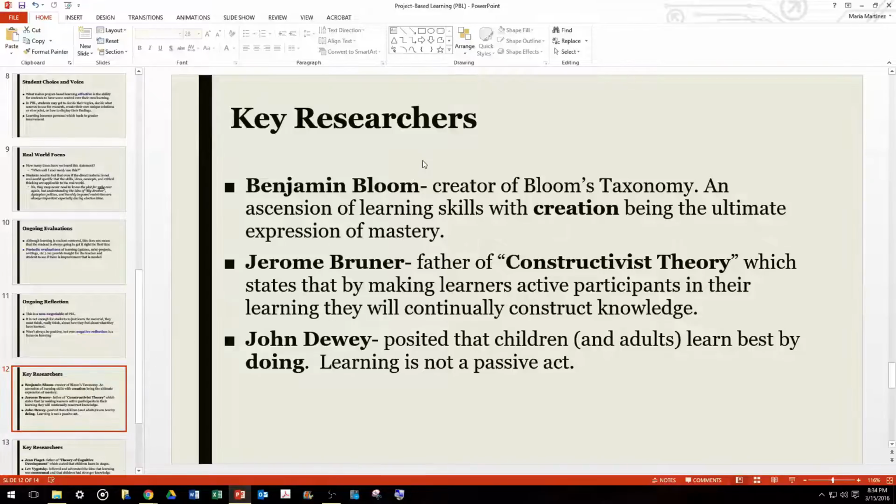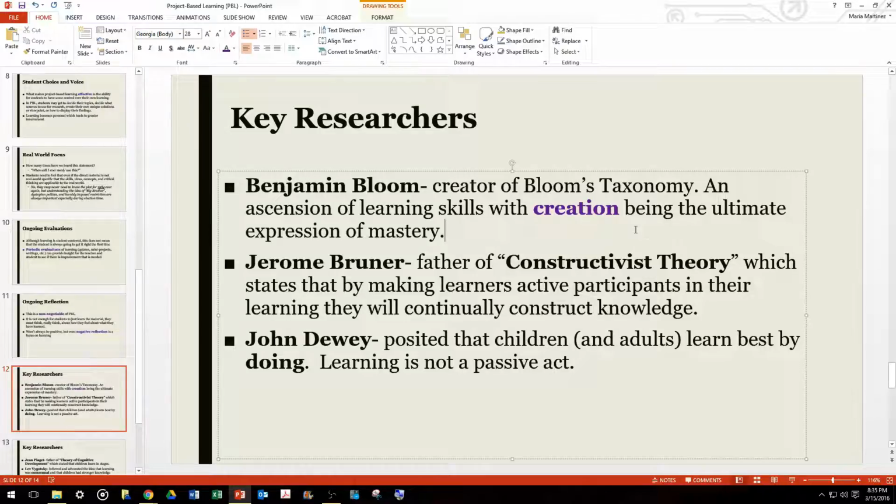So some of the key researchers for project-based learning are listed here. The first is, of course, Benjamin Bloom, that many of us have heard of in our education classes. Benjamin Bloom is the creator of Bloom's taxonomy, and he basically had an ascension of skills, with creation being the ultimate expression of mastery. Now, Bloom's taxonomy does deal with evaluation, it has understanding, it has application and analyzing, all of these really great skills. But Bloom believed that creation was the penultimate expression of learning, that all of these other things are great, but once we can actually create with what we've learned, then we have become masters.